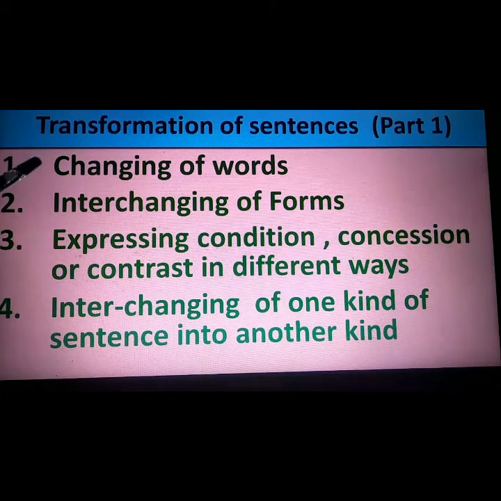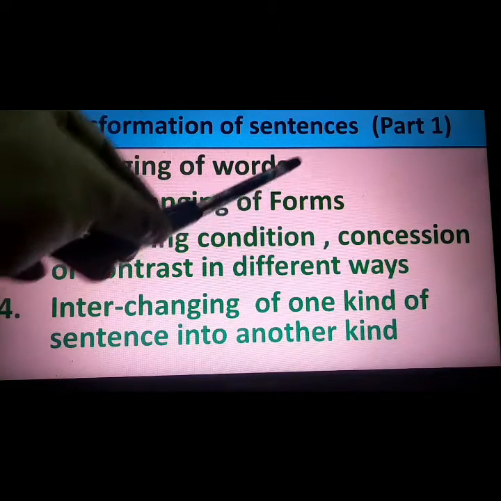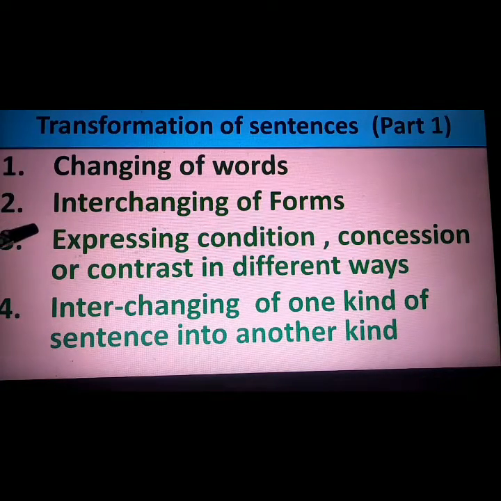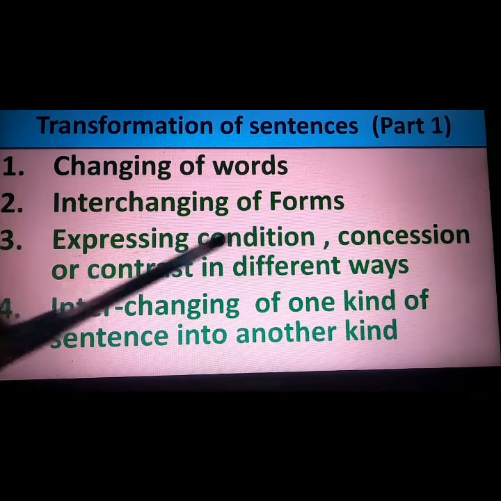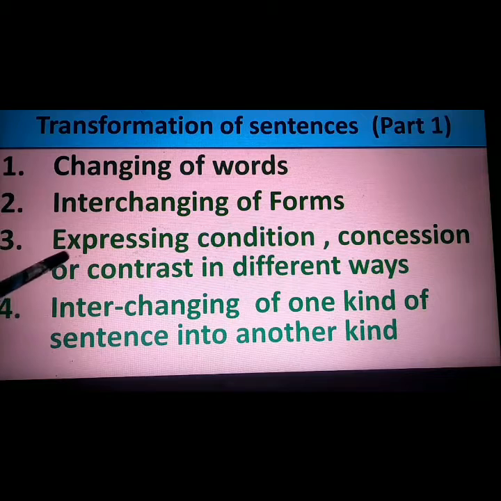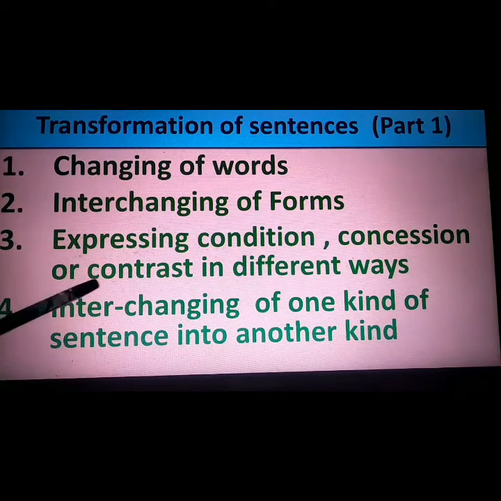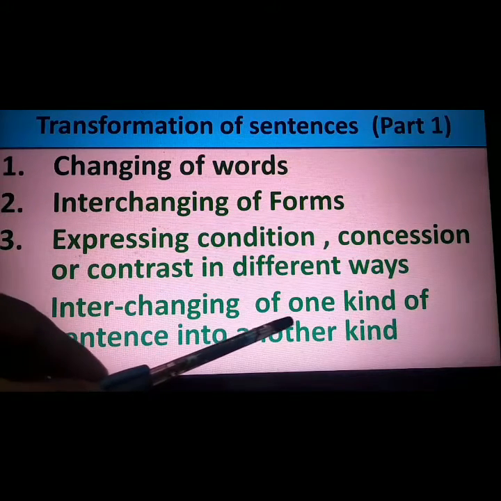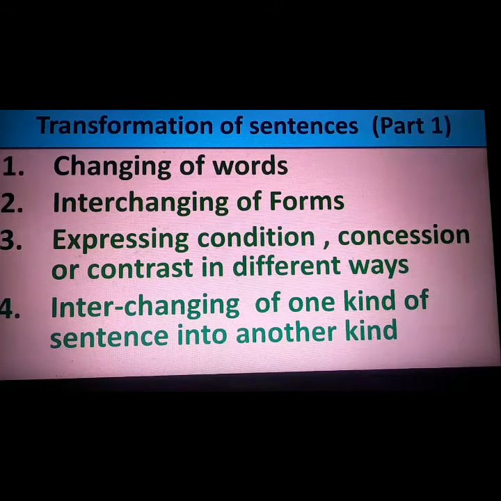This can be done in various ways. There are 4 ways basically mentioned here. Changing of words. This again has so many subdivisions. Interchanging of forms. Again having so many subdivisions. Expressing condition, concession or contrast in different ways. Also, we have interchanging of one kind of sentence into another kind of sentence.